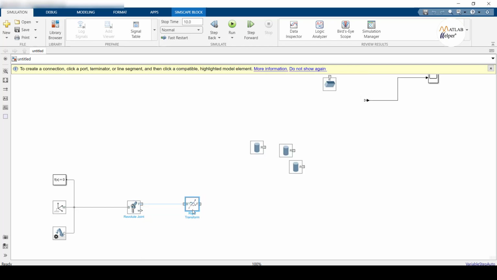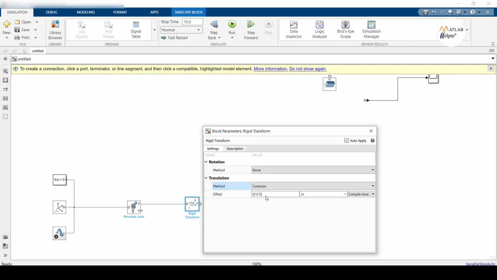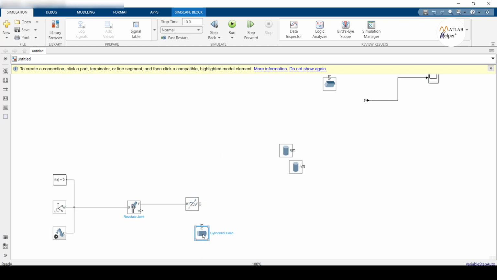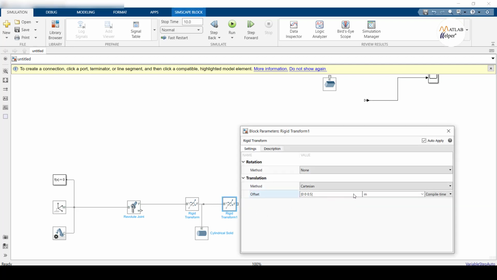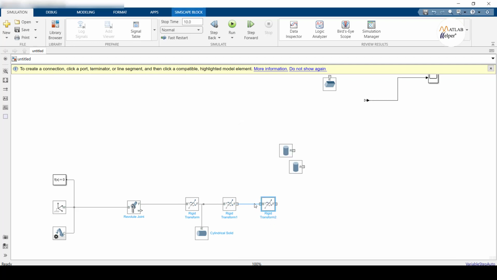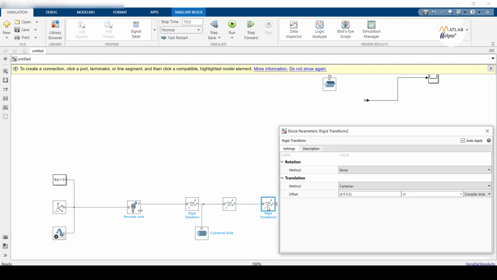Connect the rigid transform. Take the method of Cartesian in translation mode and put the offset 0.5, where body's coordinates are defined at the end from middle for the leg rotation. Then a rigid transform of Cartesian method 0.5 and another Cartesian 0.2, 0.5 for the right leg to be attached in right corner of the area of the body.